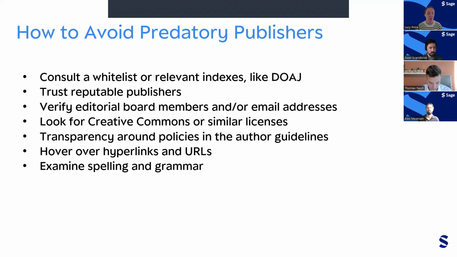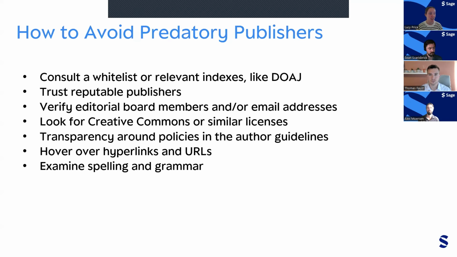Look for Creative Commons or similar licenses. The Creative Commons licenses allow content to be shared, reused, and adapted as much as possible, while still maintaining correct attribution. These and similar license types have become an industry standard for open access, and most predatory publishers don't actually use them.